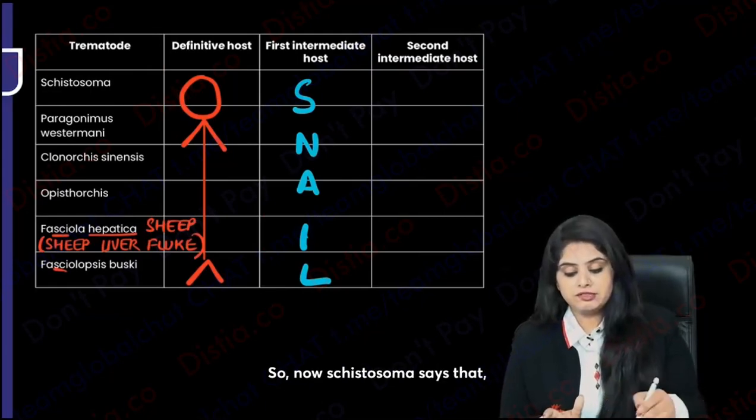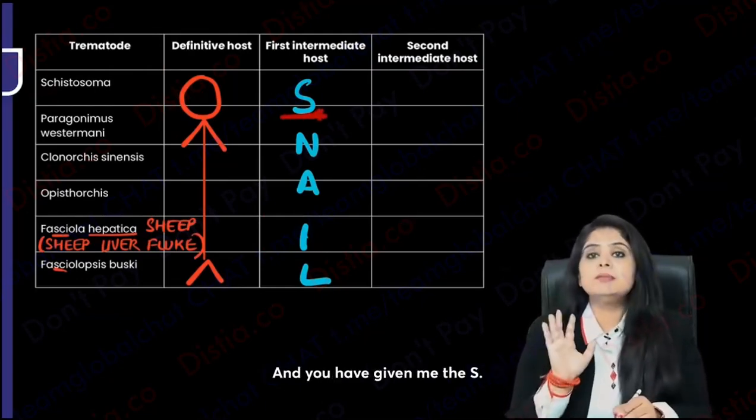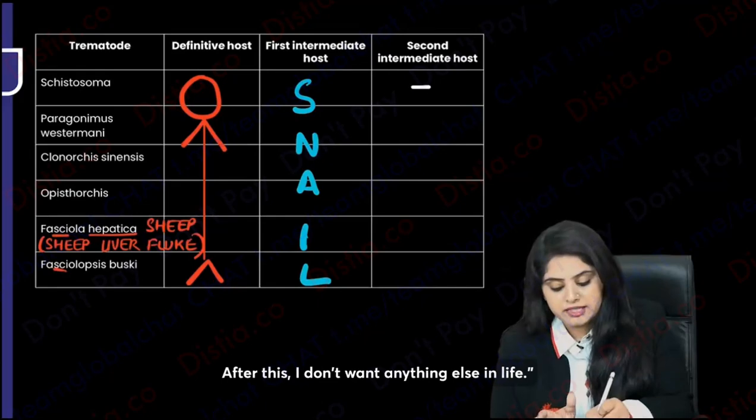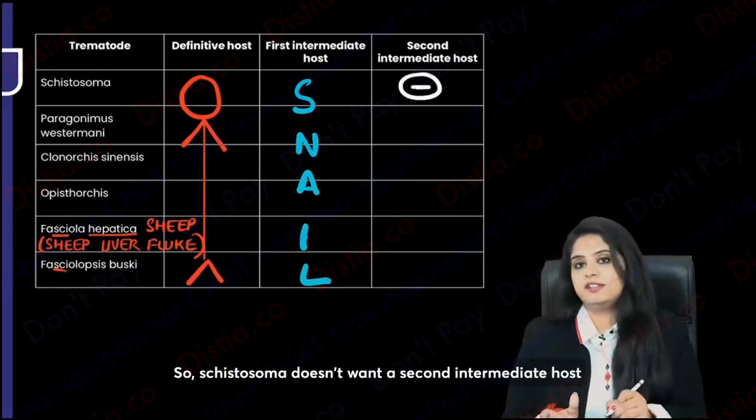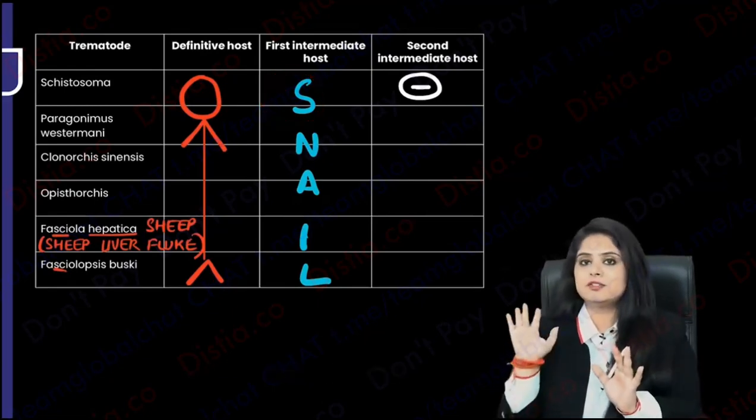So now Schistosoma says that, listen, my rule of life was I need an S and you have given me the S. After this, I don't want anything else in life. So Schistosoma doesn't want a second intermediate host, because Schistosoma is happy with the human and the snail. S mil gaya, story khatam.